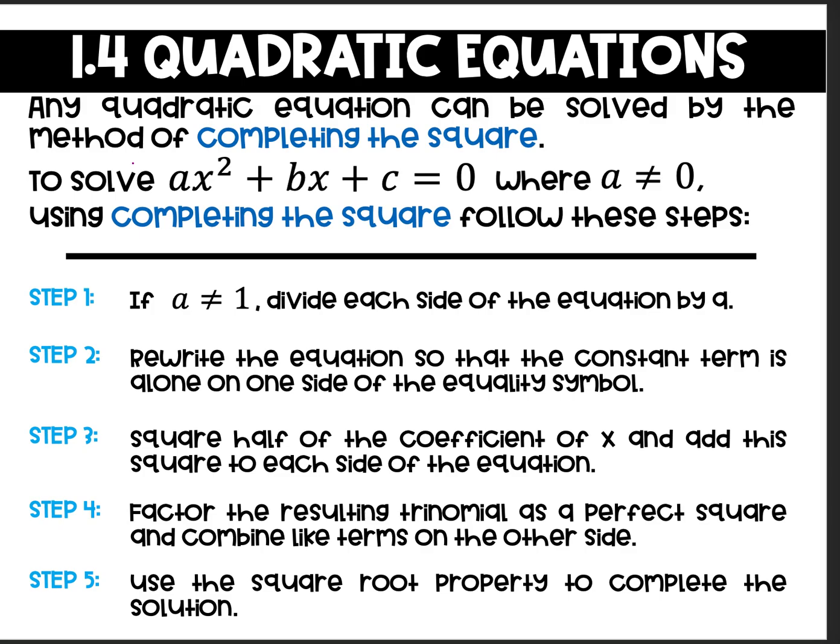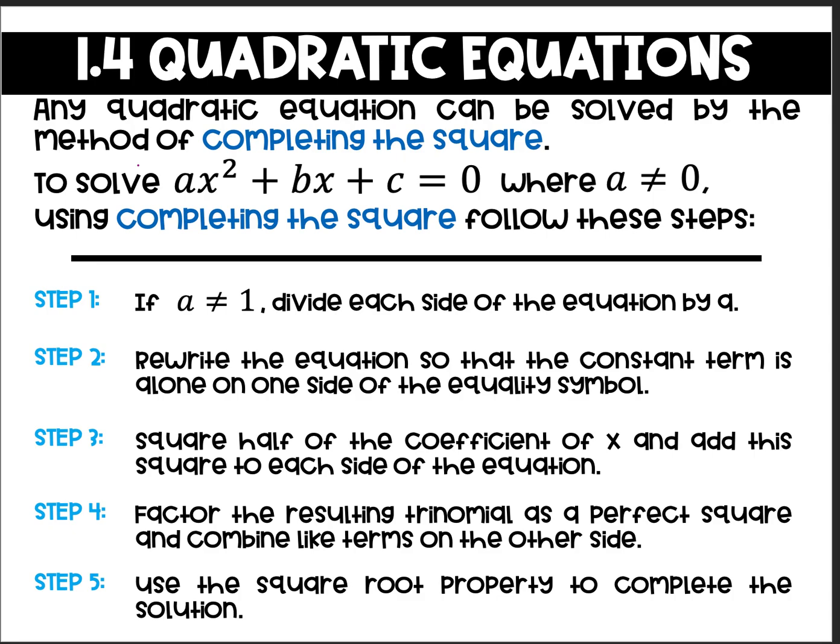Another method of solving quadratic equations is completing the square. To solve ax squared plus bx plus c equals 0, where our leading coefficient a is not equal to 0, using completing the square, there are 5 steps. Step 1: whenever your leading coefficient is not 1, meaning that you have some number times x squared, divide through by it. If you have x squared as the first term, then you can skip this step.